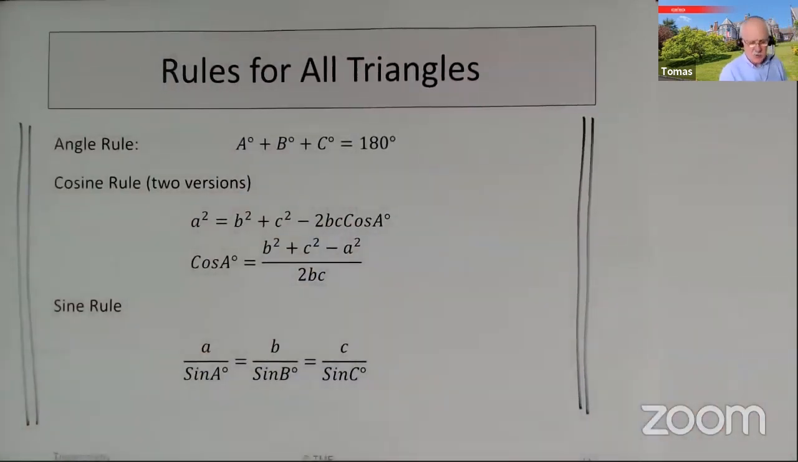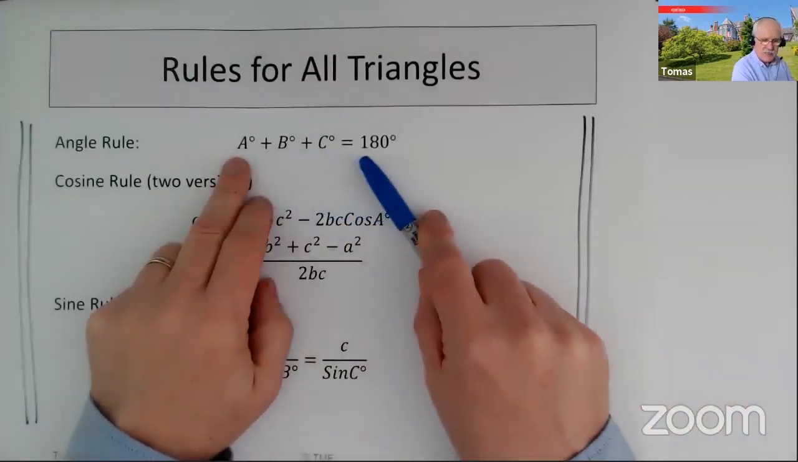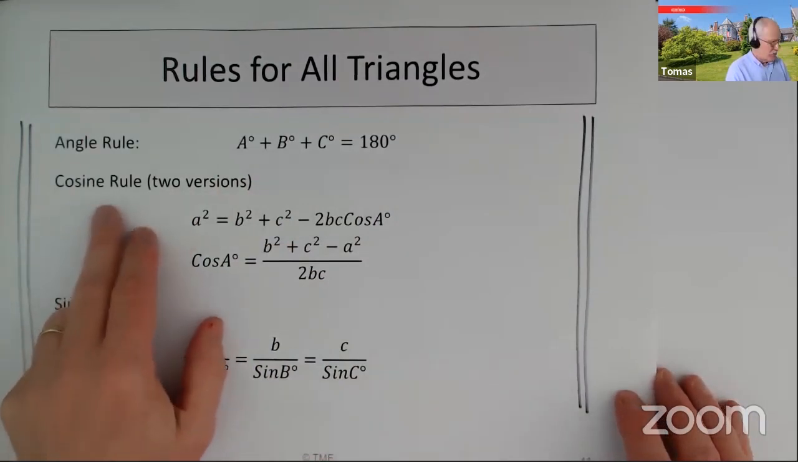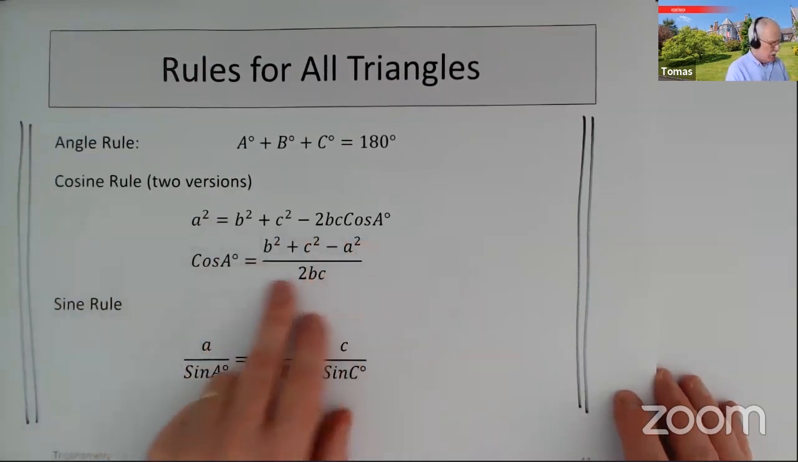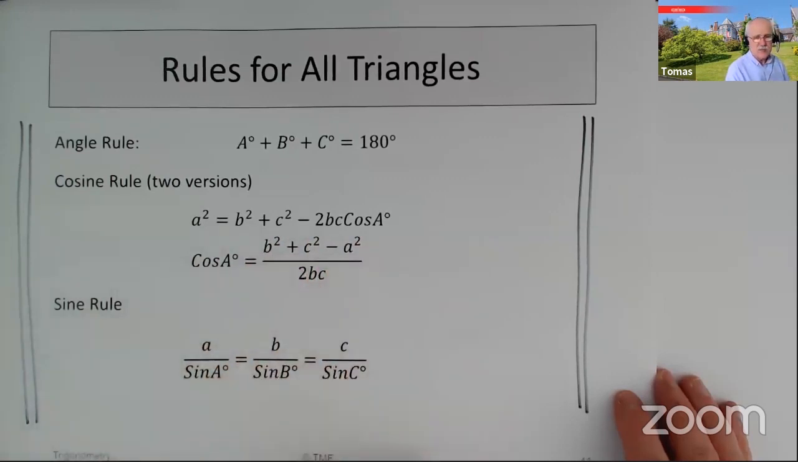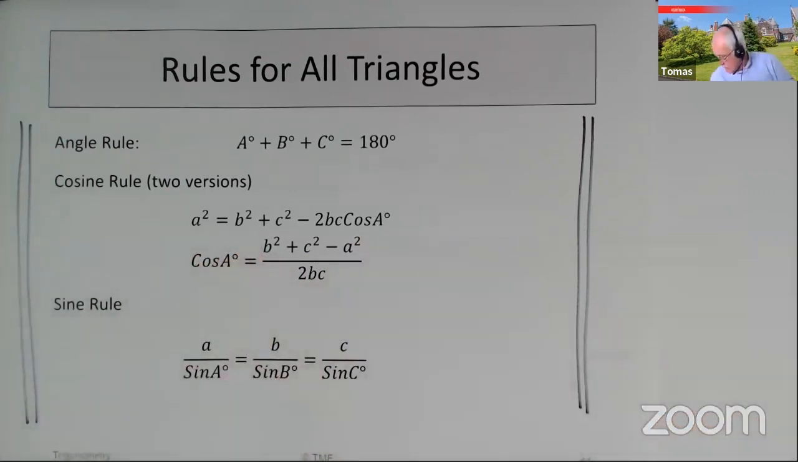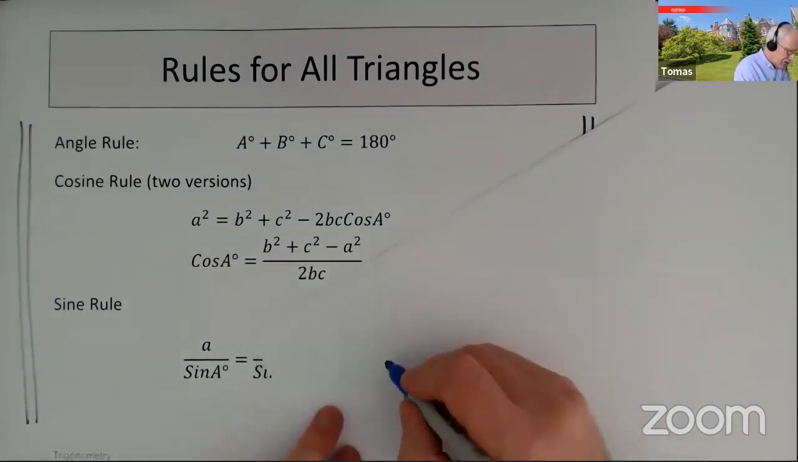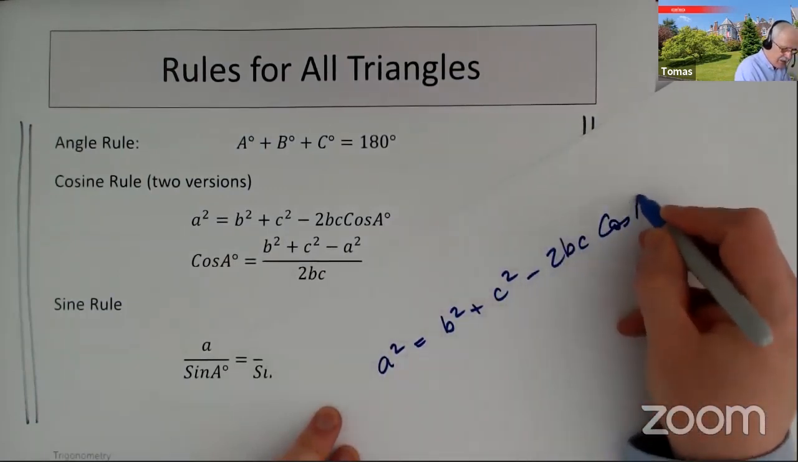So here's our new set of toolboxes. We marked these as special toolboxes for us. What have we got? We've got a rule that says A plus B plus C is 180. All angles add up to 180, and that's great. Then we've got a cosine rule, and we have two versions of it. A squared is B squared plus C squared minus 2BC cos A, or cos A is B squared plus C squared minus A squared over 2BC. That's actually the same equation, just turned around a little bit. And just to show you, let's say that A squared equals B squared plus C squared minus 2BC cos A.